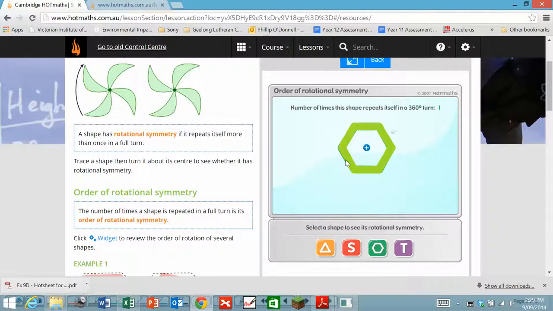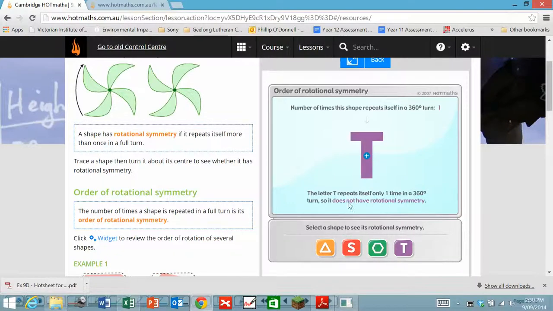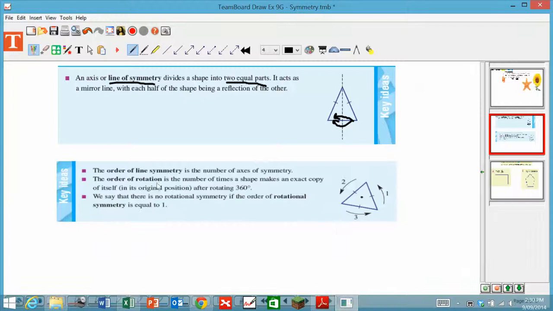Look at this shape, this is where we started, so as we turn around, 2, 3, 4, 5, and we'll go around to 6. So it has rotational symmetry of order 6. If you look at the T, it has one turn, not until we get back to the start. Because it only repeats itself once in an entire 360 degree turn, we say it doesn't have rotational symmetry. Okay, so that's rotational symmetry.